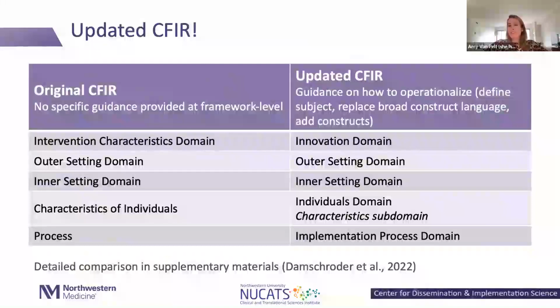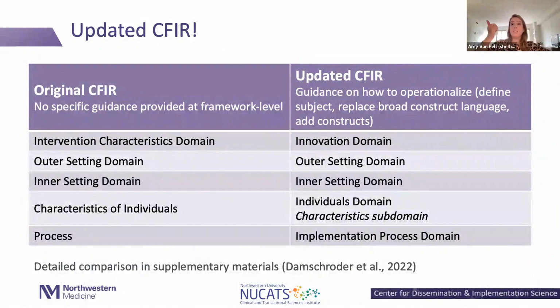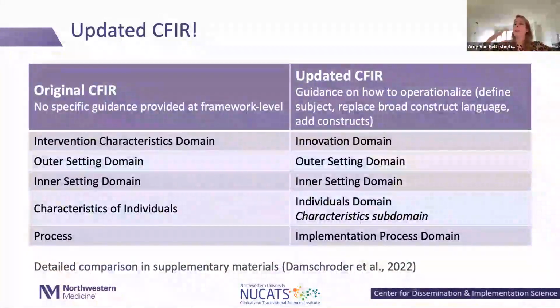Here's an abbreviated version of that table in the appendix that compares the original CFIR to the updated CFIR. And I find that a strength of 2.0 is that it provides guidance on how to operationalize the domains, specifically with instructions to define the subject of the domain, replace the broad construct language with project-specific language, and the ability to add constructs that capture any themes that may not have been listed in CFIR 2.0.